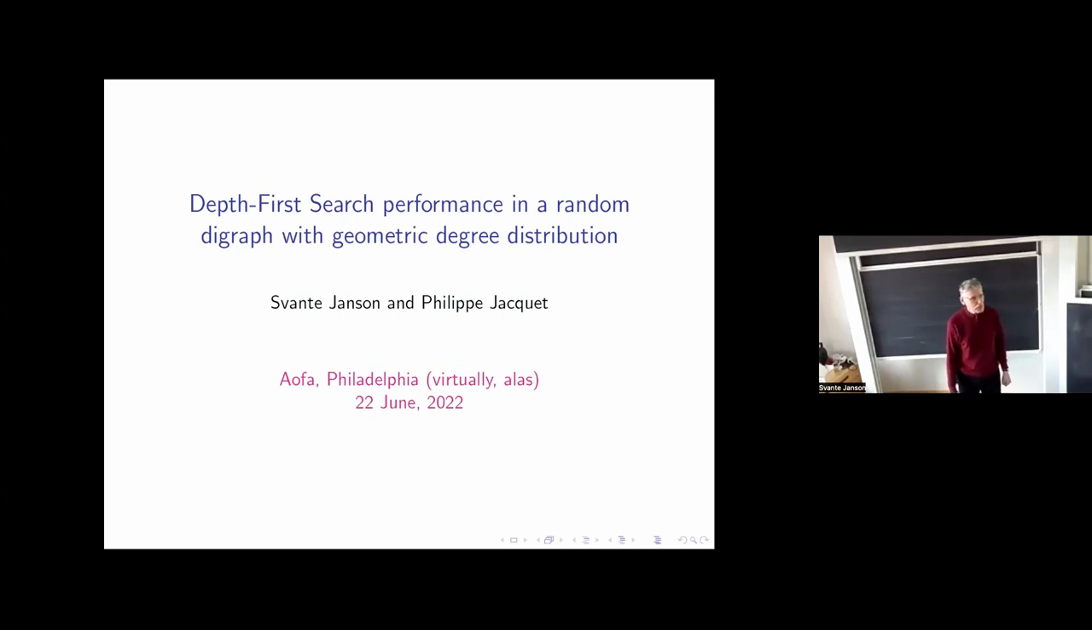So first I should explain that, as Michael already said, this is a joint work with Philippe Jacquet. And the reason I'm giving two talks here, nice to see you again, by the way, is that we had planned that Philippe would give this talk, but then unfortunately he had to do some important business this week, and especially today, which he couldn't refuse, so therefore I will give this talk also.